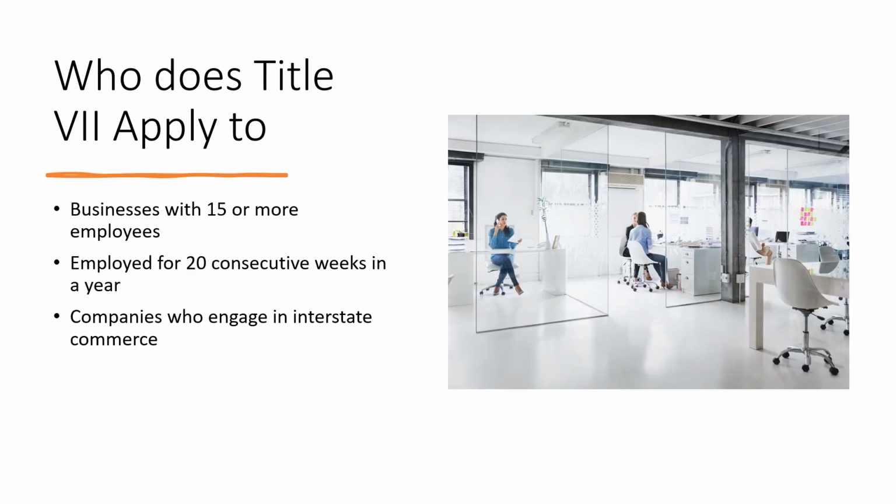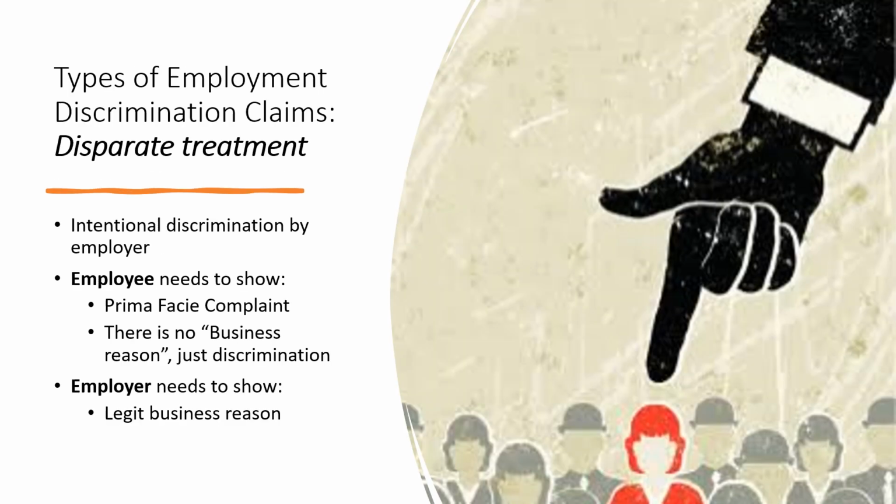In terms of the organizations that Title VII applies to, it includes businesses with 15 or more employees who are employed for 20 consecutive weeks in a year, and companies who engage in interstate commerce. So these days it's really difficult to not engage in interstate commerce due to the internet. Under Title VII, there are two types of employment discrimination claims.